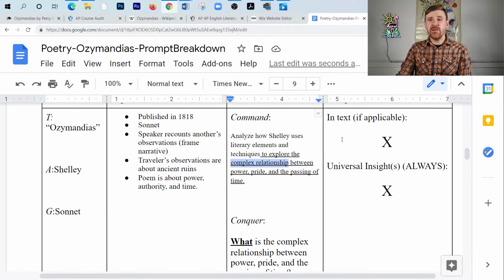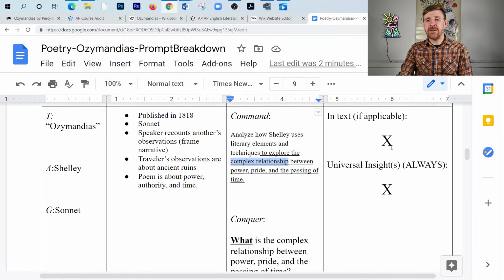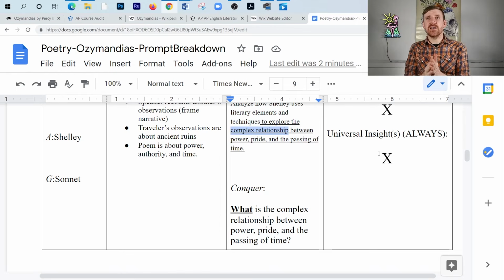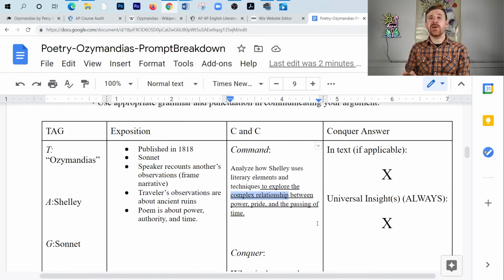And what you do is this right-hand column, we're not going to fill this in because we haven't read the poem yet. We can fill it in after. But what you do is you actually answer this question in relation to what does it seem to suggest in the text, right, about characters in the text or events in the text when it comes to this relationship between power, pride, and the passing of time. And then we also want to say, okay, in a universal sense, that means not talking about the characters in the story, not naming the events that happen in the poem or the story. What can I say is universally true about these ideas? Now, we're not going to get into that yet. We'll get into that in our next video when we actually talk about putting together thesis statements.